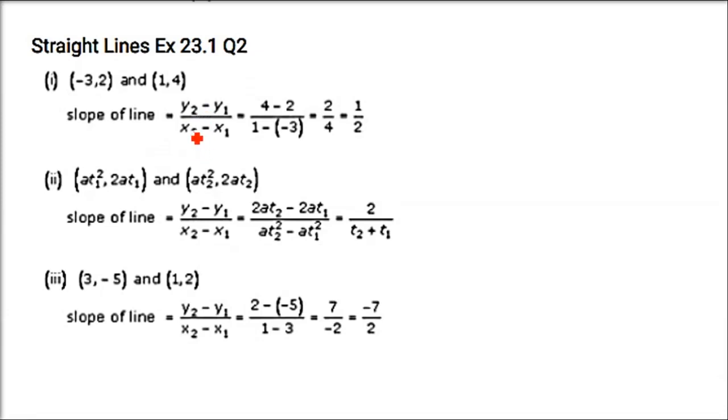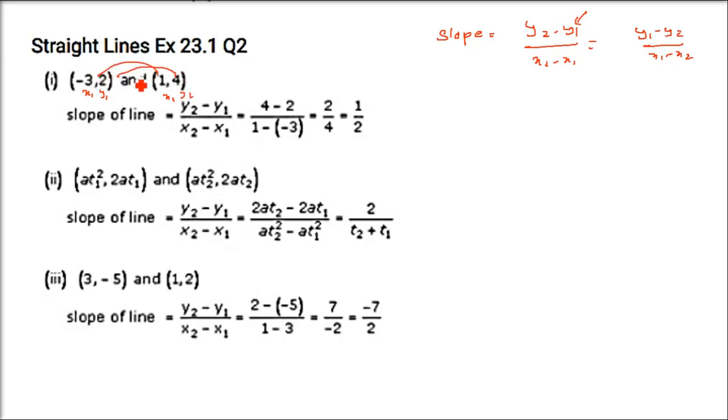Now we have 3 parts here. Find the slope of the line passing through the following points. So we have 2 points, x1, y1 and x2, y2. The slope or gradient is y2 minus y1 by x2 minus x1. You can also write it as y1 minus y2 by x1 minus x2. It doesn't matter, but the traditional way is to write y2 minus y1.